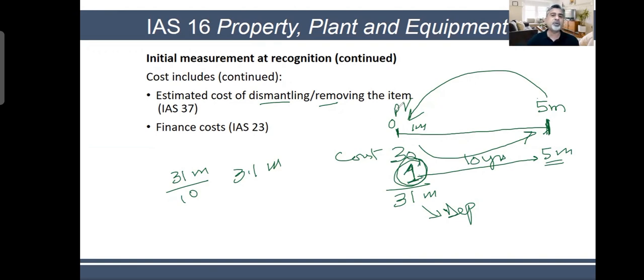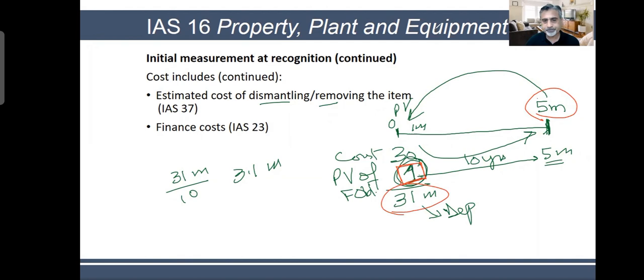That's something we will discuss later. But what you need to remember is that within the cost of the asset, you need to add the present value of your future obligation. The present value is 1 million. My future obligation is 5, but 5 is after 10 years. In terms of today, it is only 1. I discount it. So this is the discounted value. And I would say my total asset is 31 million.